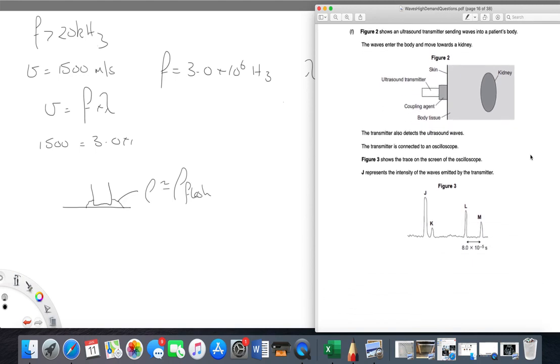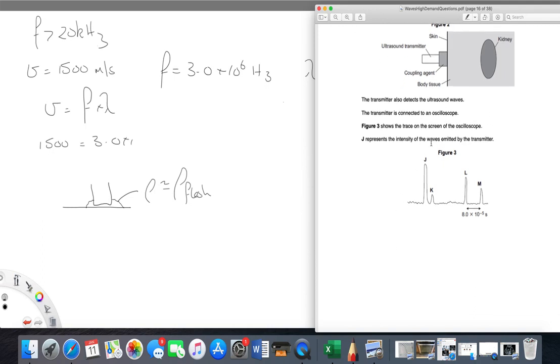Now we come to the main event of this. Figure 2 shows an ultrasound transmitter sending waves into a patient's body. The waves enter the body and move towards a kidney. So we have our transmitter, we have our coupling agent, we have the skin, we have body tissue, we have the kidney. The transmitter also detects the ultrasound, so it emits them and it detects the reflections. It's connected to an oscilloscope, which gives us this trace.